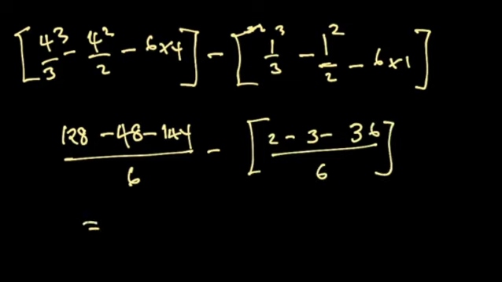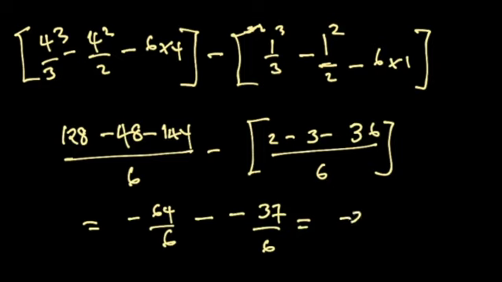Now if you have your calculator right, you will have minus 64 over 6 minus minus 37 over 6. This will give you negative 27 over 6, which is negative 9 over 2 meters.